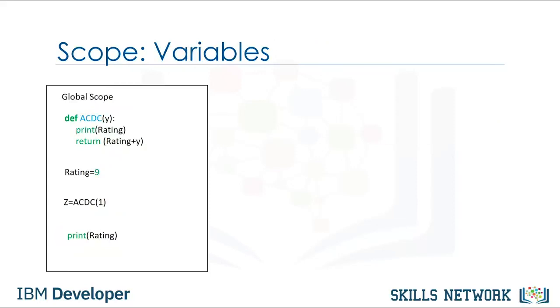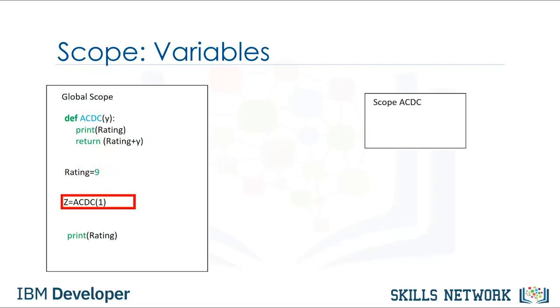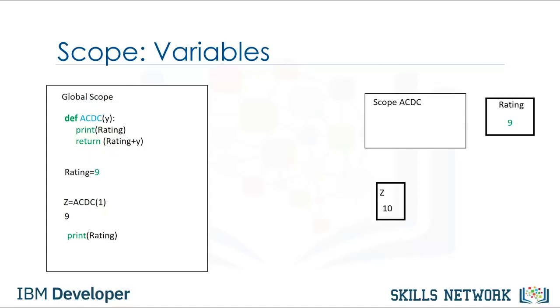If a variable is not defined within a function, Python will check the global scope. Consider the function ACDC. The function has the variable rating with no value assigned. If we define the variable rating in the global scope, then call the function, Python will see there is no value for the variable rating. As a result, Python will leave the scope and check if the variable rating exists in the global scope. It will use the value of rating in the global scope within the scope of ACDC. In the function, we'll print out a 9. The value of Z in the global scope will be 10, as we added 1. The value of rating will be unchanged within the global scope.